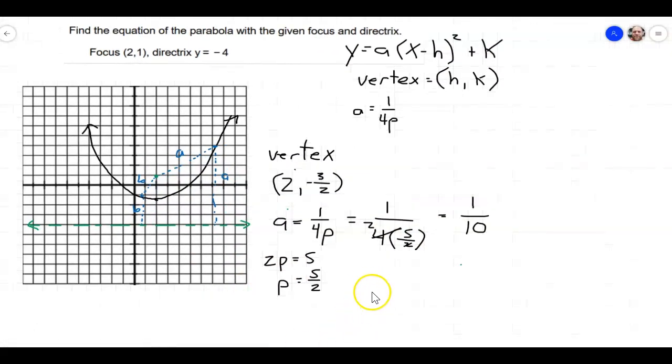So our final equation is going to look like this. y is equal to a, 1 over 10, times (x minus h), so (x minus 2) squared, plus k, which in this case is minus 3 halves. That's it. That's our final equation there. So this equation here will graph this upwards opening parabola, and that's it.